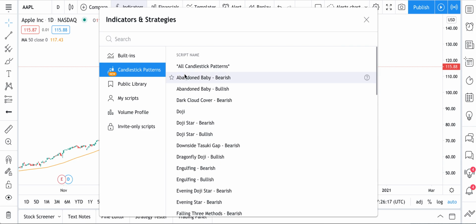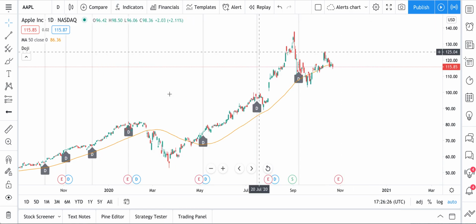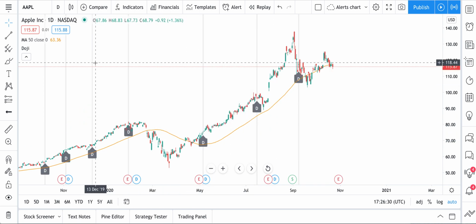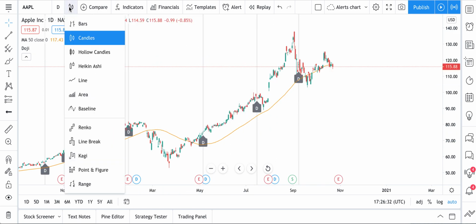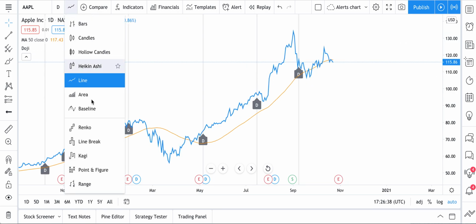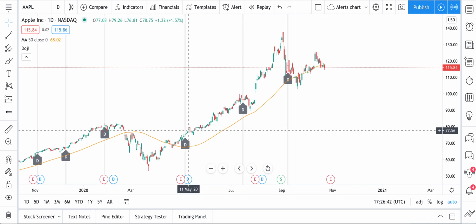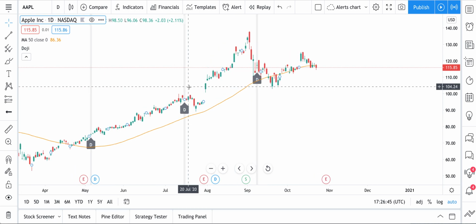Next up is candlestick patterns. Candlestick patterns are a way to instantly detect specific candlestick patterns on your chart. So watch this. We click Doji, and what happens is it instantly detected multiple doji candles on the chart. So candlesticks are a form of a chart and how it looks. You can have a bars chart, hollow candles, line chart, an area chart. But for this example, candles, because these are candlestick patterns.